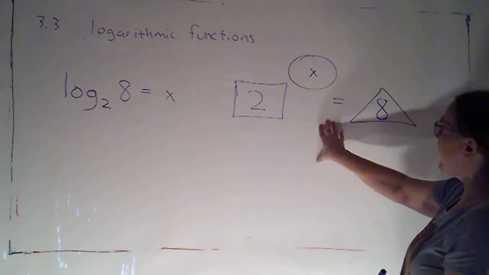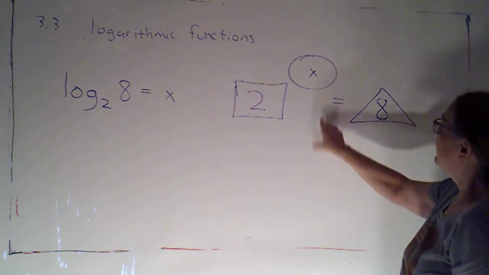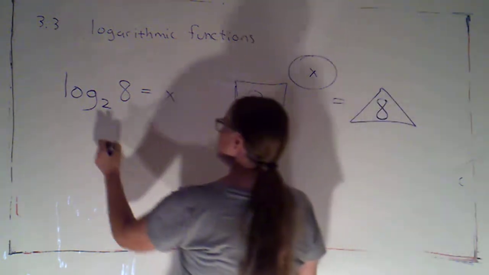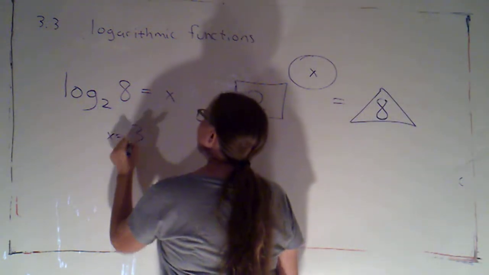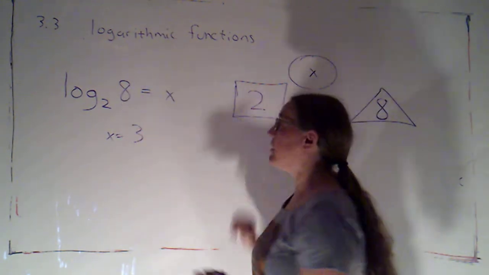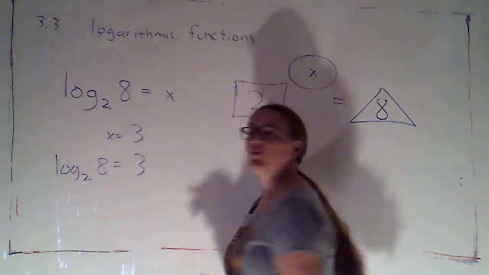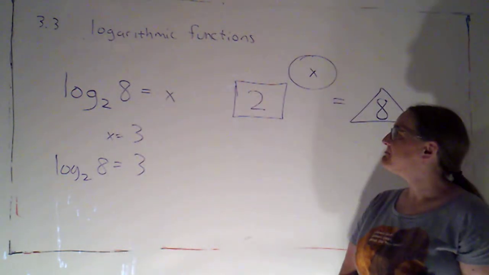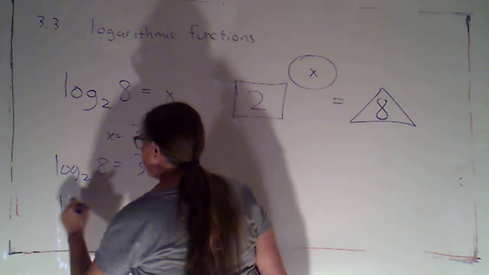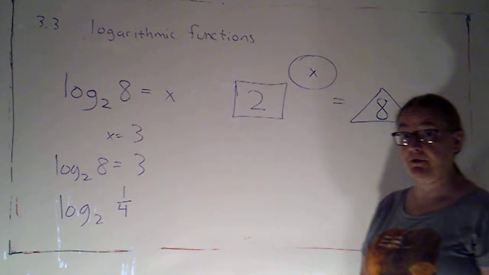Now when I rewrite it this way, I can see what that should be. 2 to what power would give me 8? I'm familiar with my powers of 2. X is going to be 3. Okay. So the log base 2 of 8 is equal to 3. Excellent. Let's try the log base 2 of 1/4.